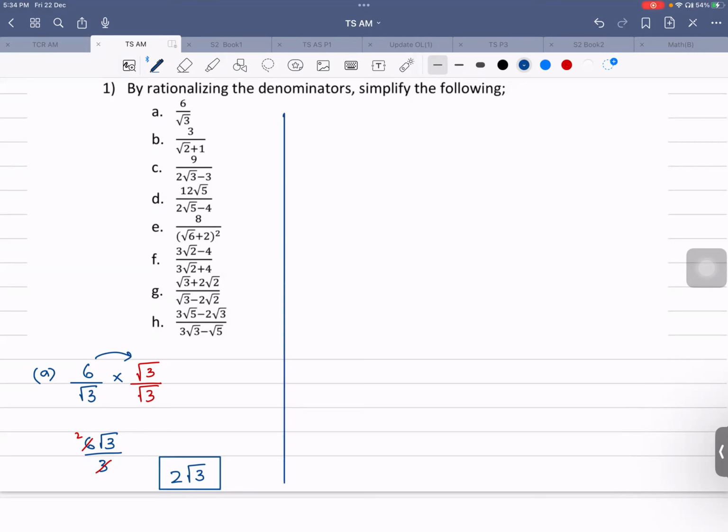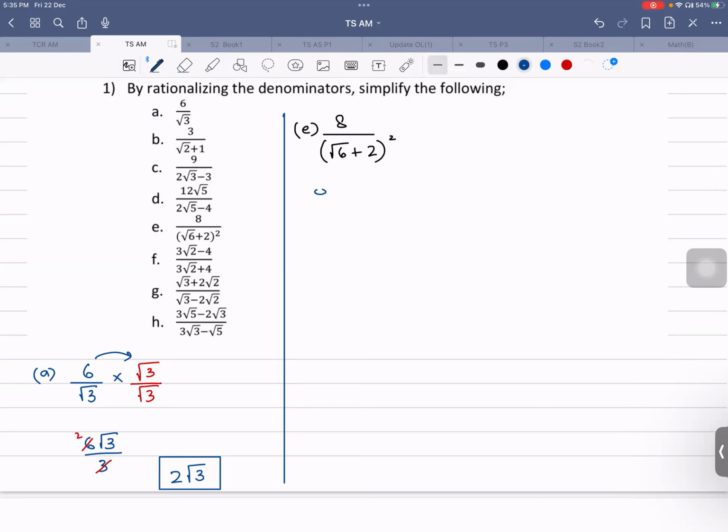Let's do one more part. Part E. 8 upon square root 6 plus 2 whole square. I cannot rationalize right now unless I simplify the denominator first. And how exactly am I going to simplify the denominator? Algebraic identity.